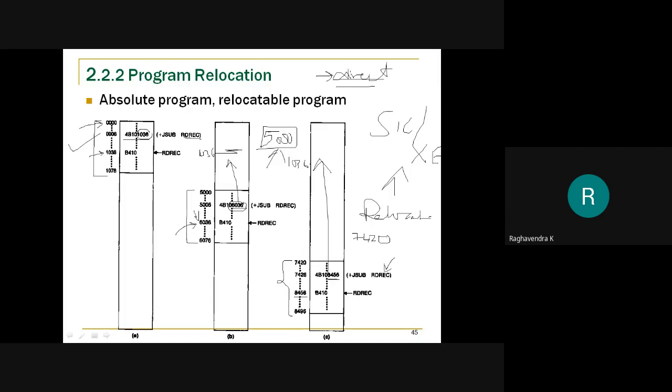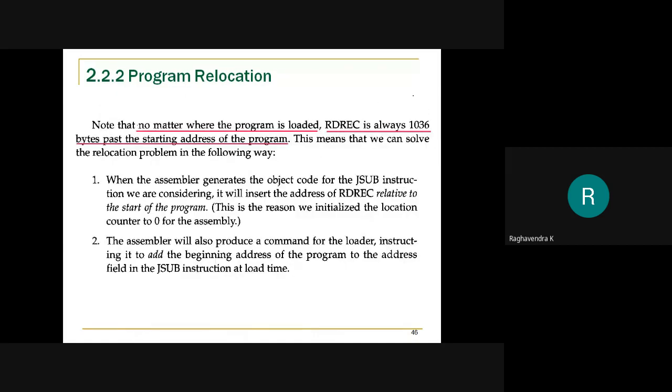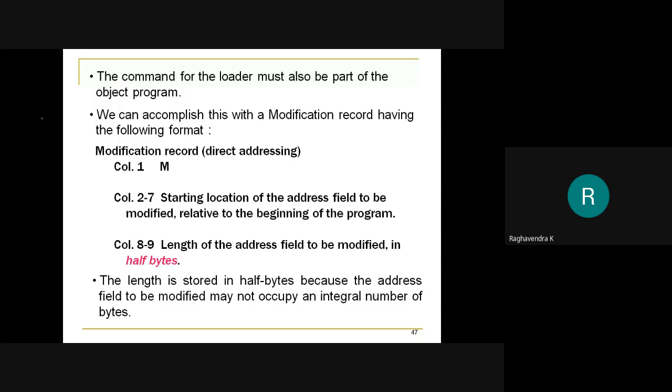This should not happen. So we need to ensure that when we load the program or that instruction, we make this modification. As a result, we introduce a new record called the modification record, and this modification record will give the information about where the modification should actually occur. Modification in the sense of adding the starting address of the program.